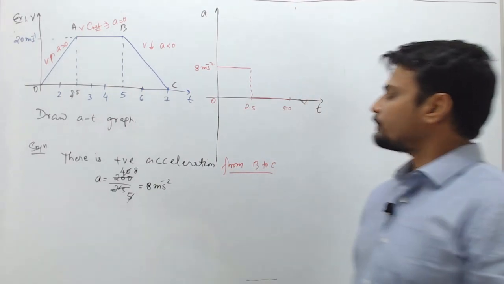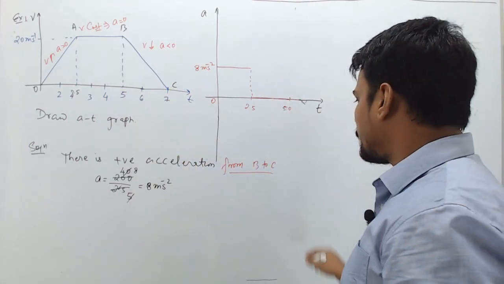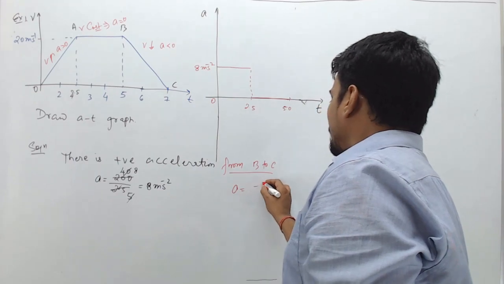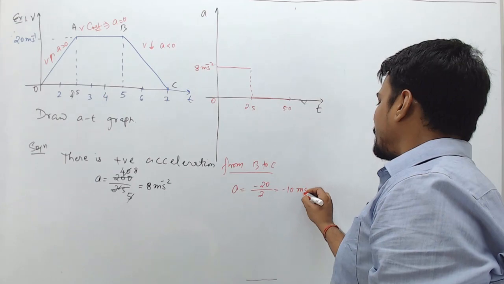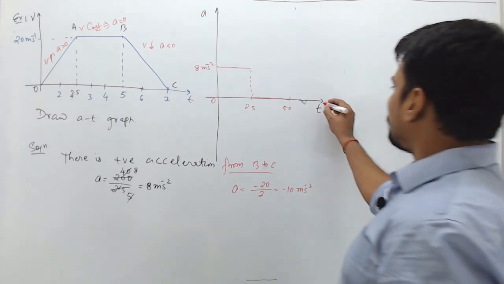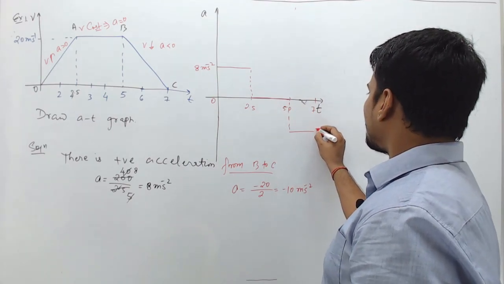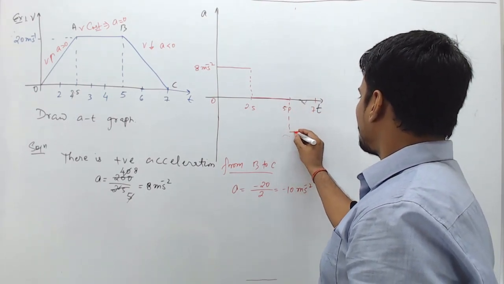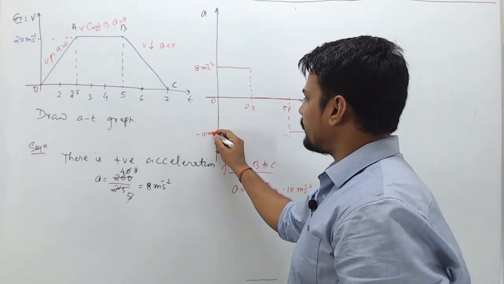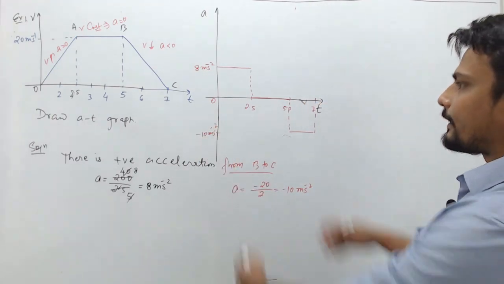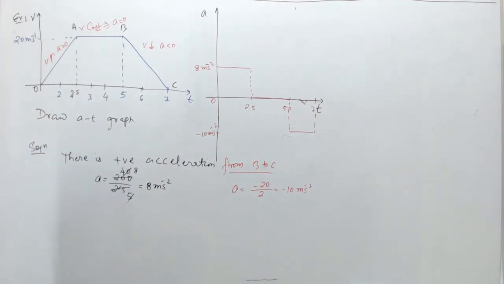From B to C, change in velocity is how much? 20 to 0. It means change in velocity is minus 20. Negative 20. Time is how much? 2. So that's going to be negative 10 meter per second square. So from 5 to 7, the acceleration would be negative 10. So this is going to be negative 10 meter per second square. That is it. So this is how you have to draw the acceleration time graph.